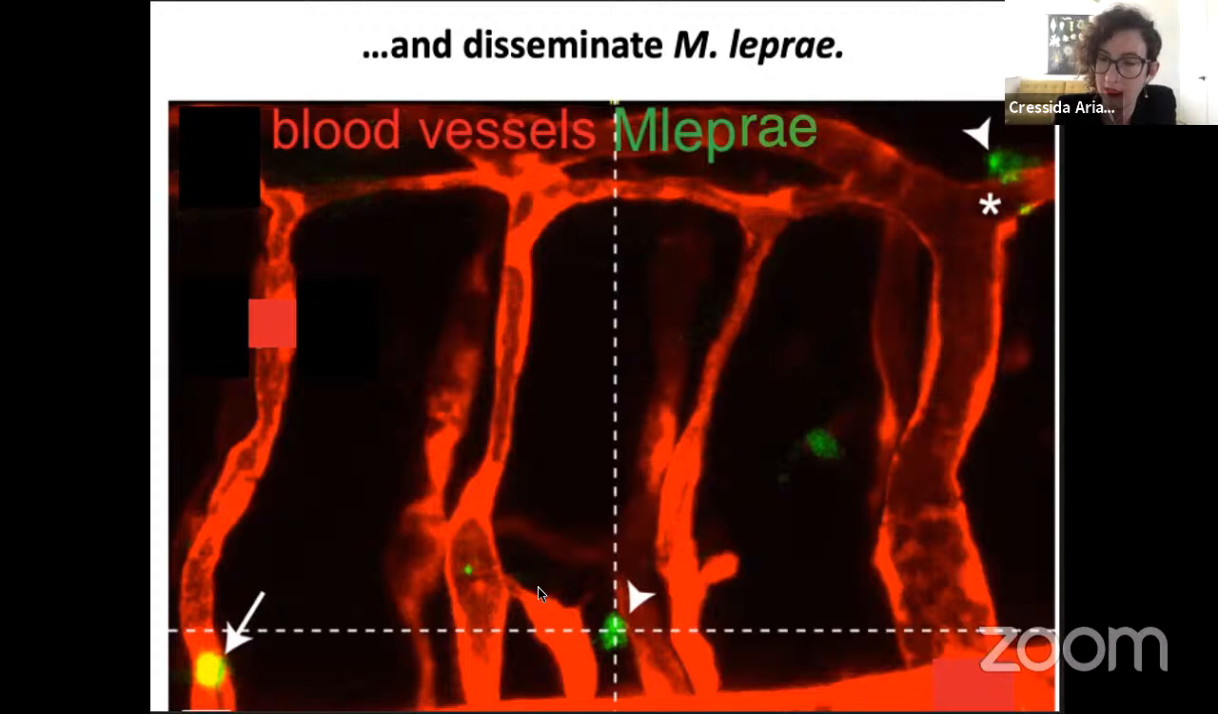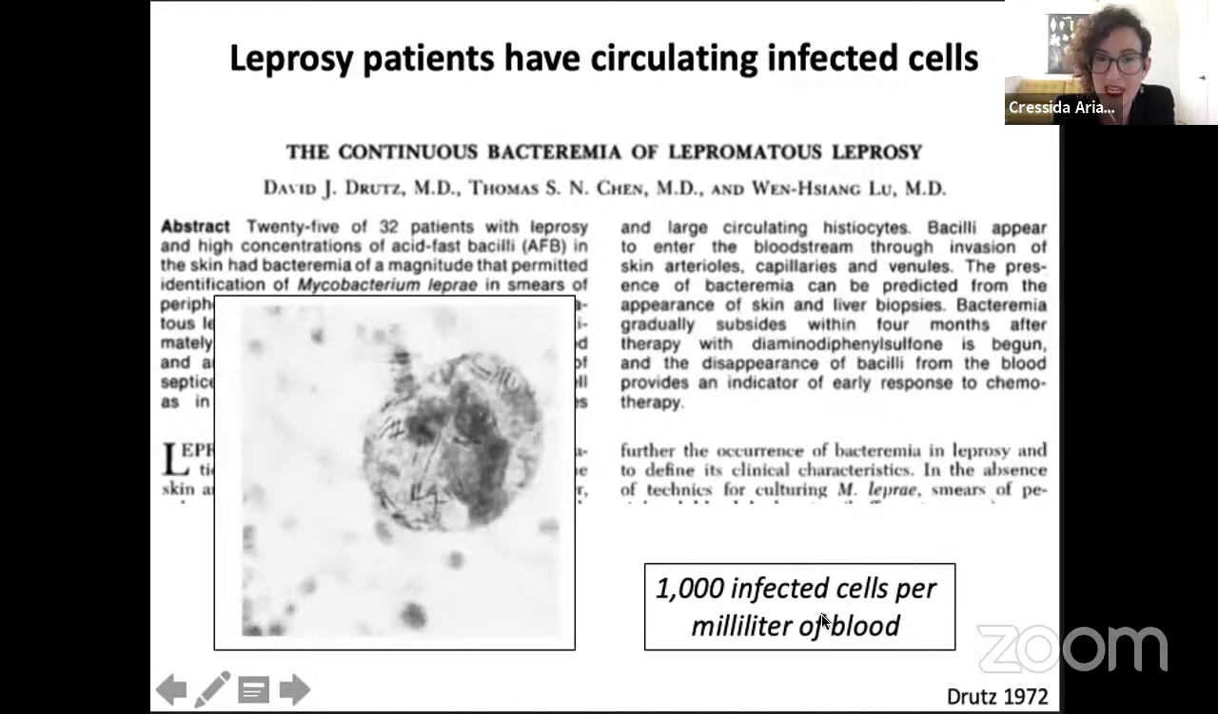And so with M. leprae, that fits nicely with clinical data. As you probably know, there have been these reports going back to the 1970s, for example, in this New England Journal of Medicine paper, showing that leprosy patients can have a really huge number of M. leprae bacteria in their circulation. And this is a transient event.